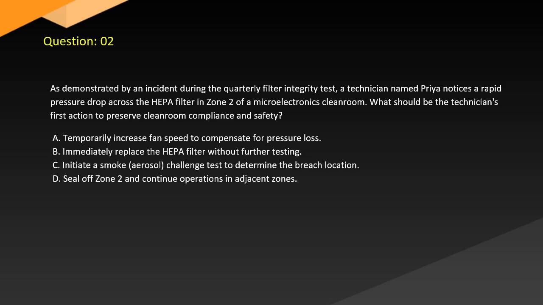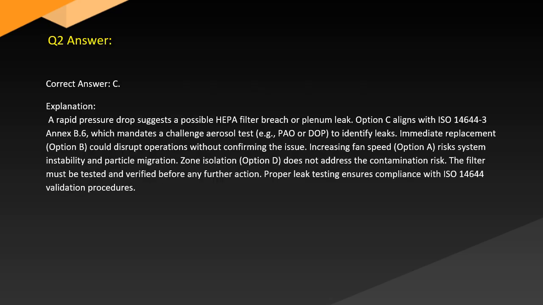C. Initiate a smoke aerosol challenge test to determine the breach location. D. Seal off Zone 2 and continue operations in adjacent zones. Answer. Correct answer: C. Explanation. A rapid pressure drop suggests a possible HEPA filter breach or plenum leak. Option C aligns with ISO 14644-3 Annex B.6, which mandates a challenge aerosol test, e.g. PAO, to identify leaks.